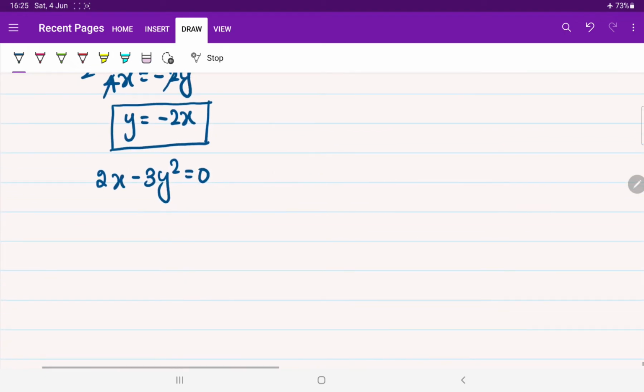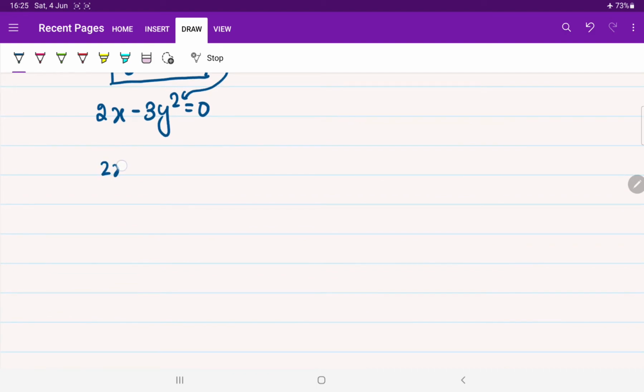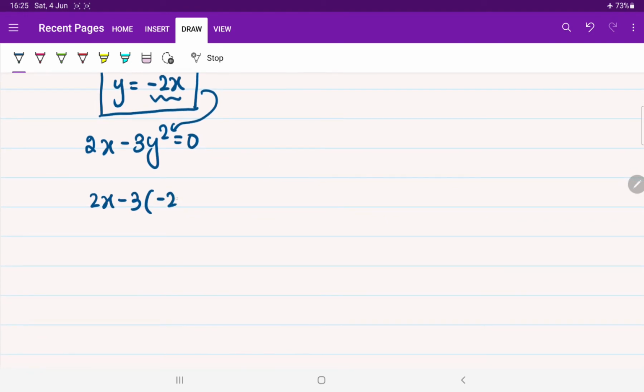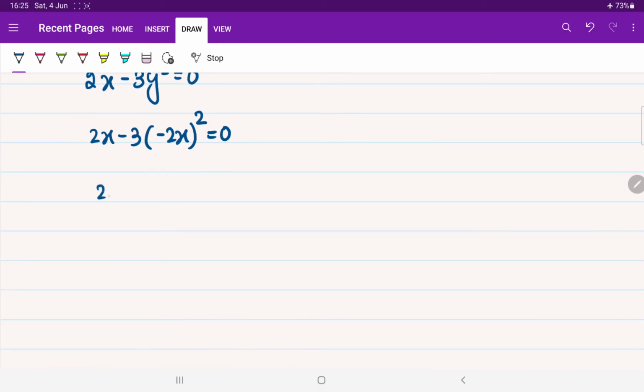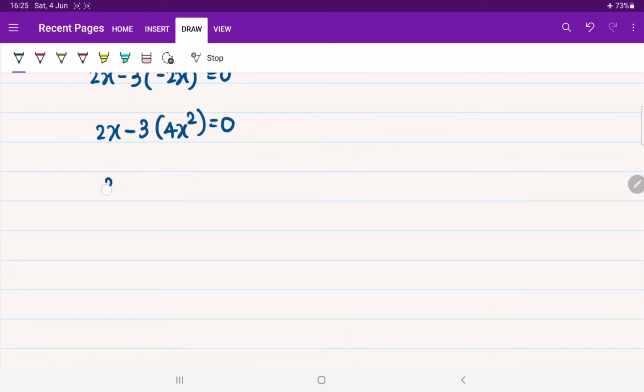And one more thing, what we know, y can be replaced by minus 2x. Just now we saw the relation. If I substitute it here, then this will give 2x minus 3 into minus 2x whole power 2 equal to 0. From this further, we can write 2x minus 3, and minus 2x whole square will give 4x power 2, equal to 0. Further, 3 times 4 will give 12. So, 2x minus 12x power 2 equal to 0.